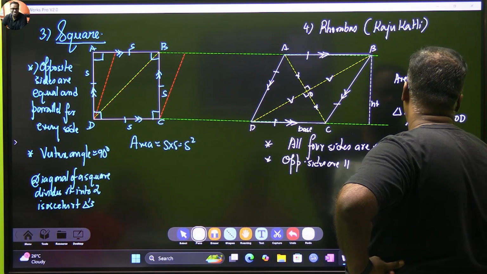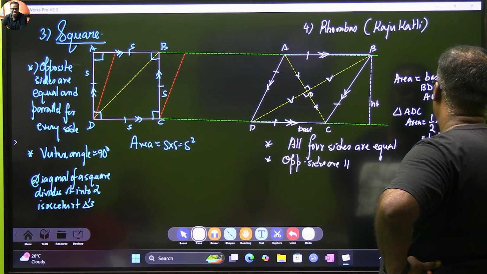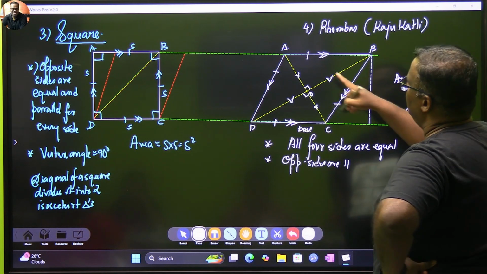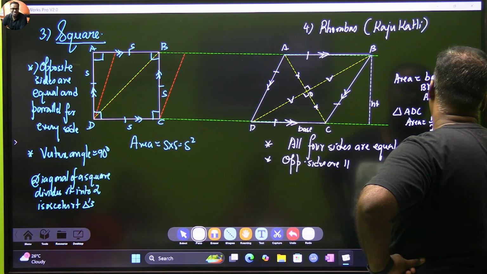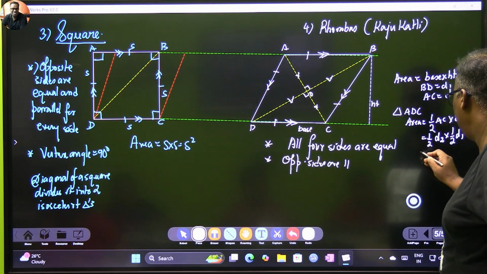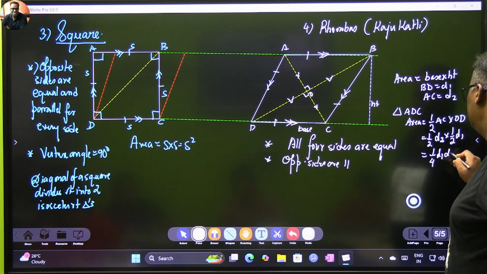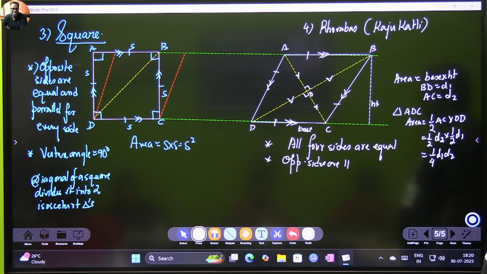It is half. What is AC equal to, beta? AC is D2. And what is OD equal to? Half D1. Agreed? Half into half makes it how much? 1/4 D1 D2. Do you agree or not?